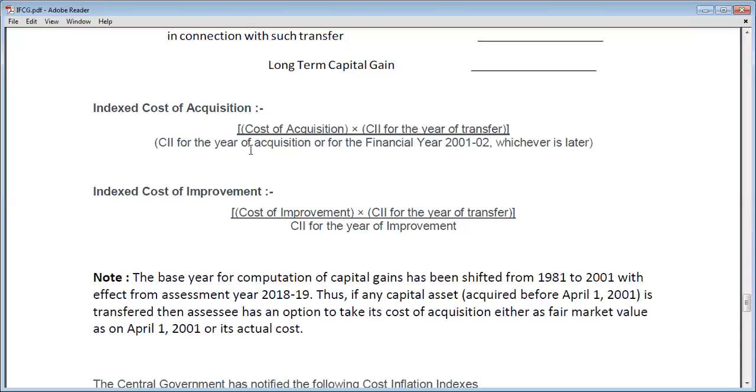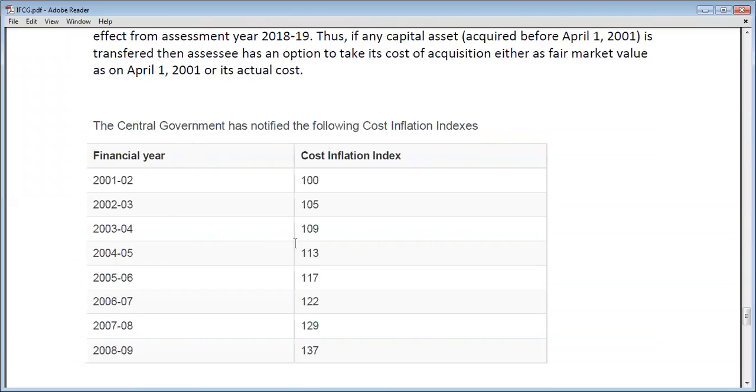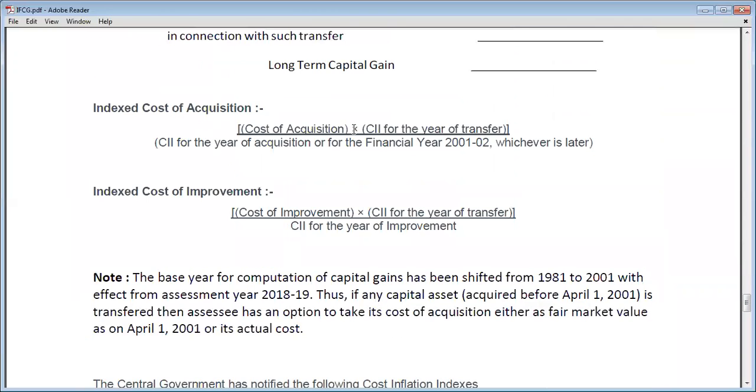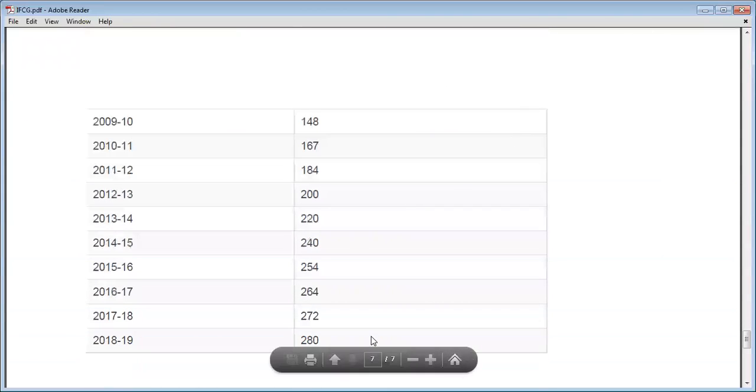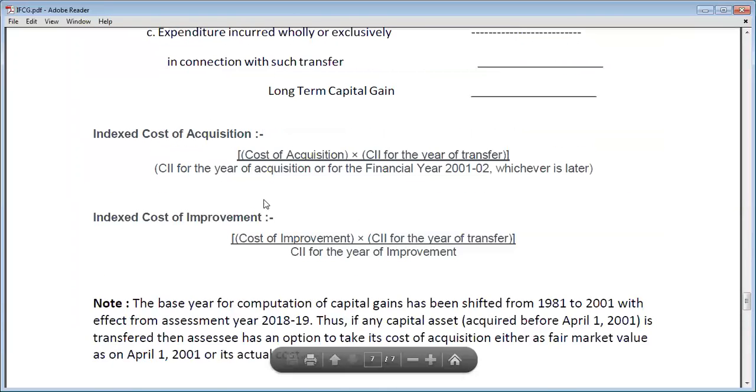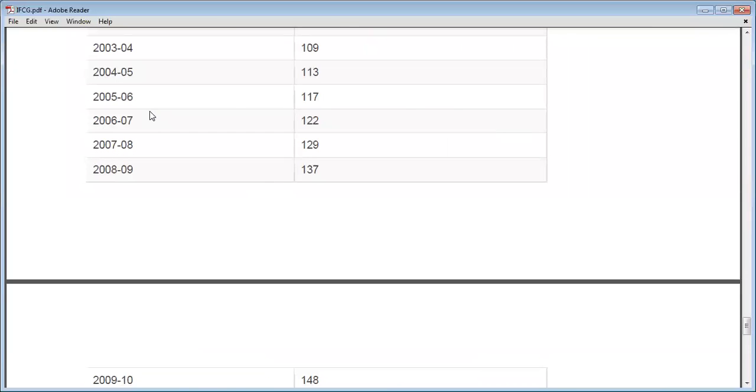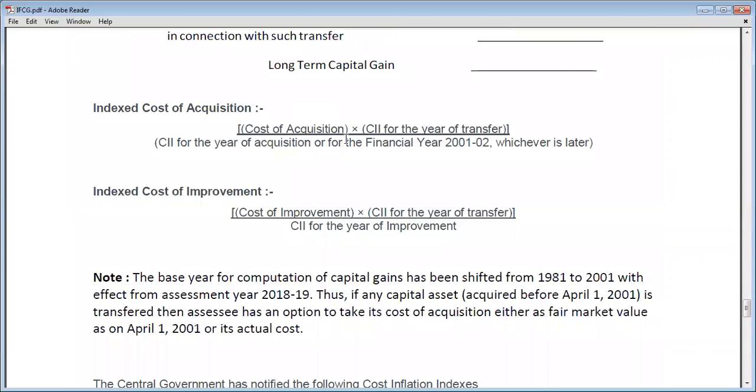There is an asset. The cost of that asset is 4 lakh rupees. So first you will write here 4 lakh rupees, and you purchased that asset in the year 2004-5. Then you will take the CII of 2004-5, that is 113. So you will multiply by the CII of the year of transfer, which is the year in which you are transferring. Suppose you are transferring that asset in 2018-19. So we will take the CII of 2018-19, that is 280. We will multiply by 280, and the CII of 2004-5 is 113, so you will divide by 113.